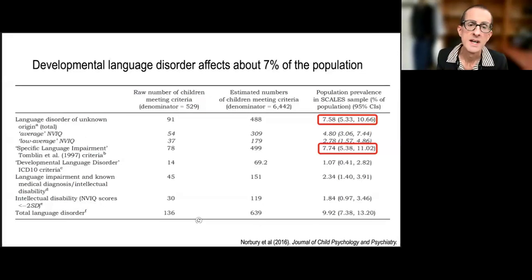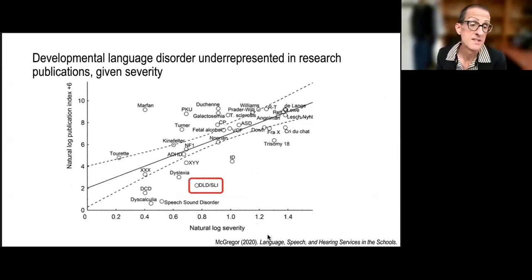So it's prevalent, and it's also of moderate severity. This is an interesting paper that came out. It's actually a follow-on to Dorothy Bishop's paper decades ago, looking at the relationship between severity and how much research attention developmental disorders get. And you can see here that DLD, the previous name SLI, is of moderate severity compared to other neurodevelopmental disorders.